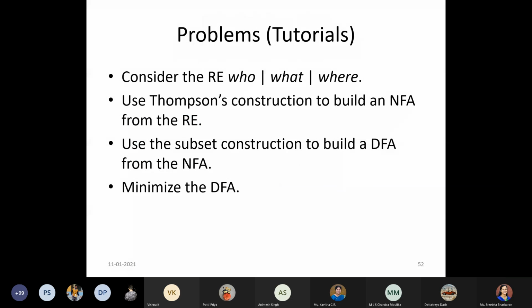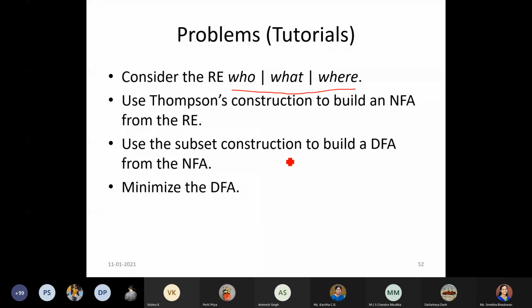Okay. So two more problems are there. You can take them as an exercise. For one question, you are given three words, that is who, what, and where. This is the regular expression which has been given: who, what, where. First you have to construct the NFA using Thompson's construction, and from that construct the DFA using subset construction, and then go for the minimization. So try to complete this.